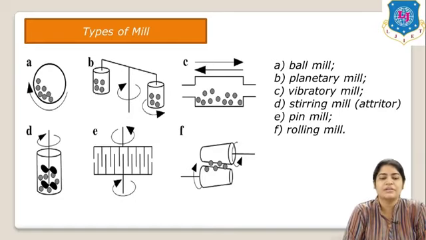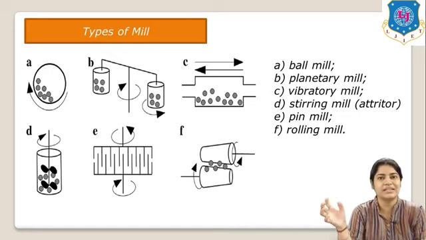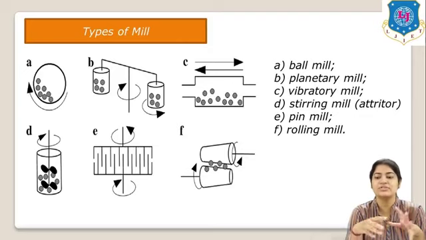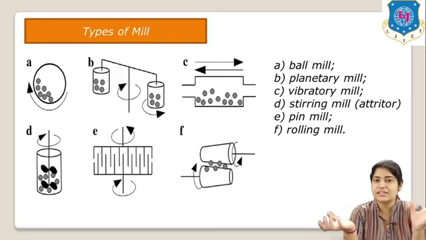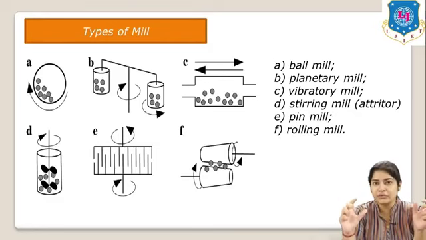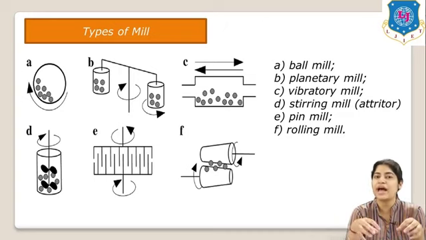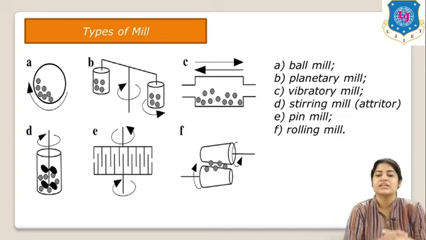B is your planetary mill. Here you can see that the 2 cylindrical vessels are attached, but they rotate on their axis. So that is your planetary mill. The axis rotates and your mills individually also rotate together, and inside the mill you have kept the balls.